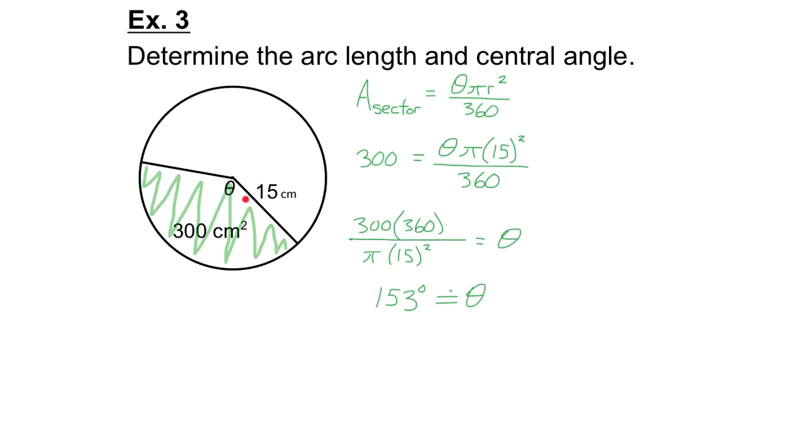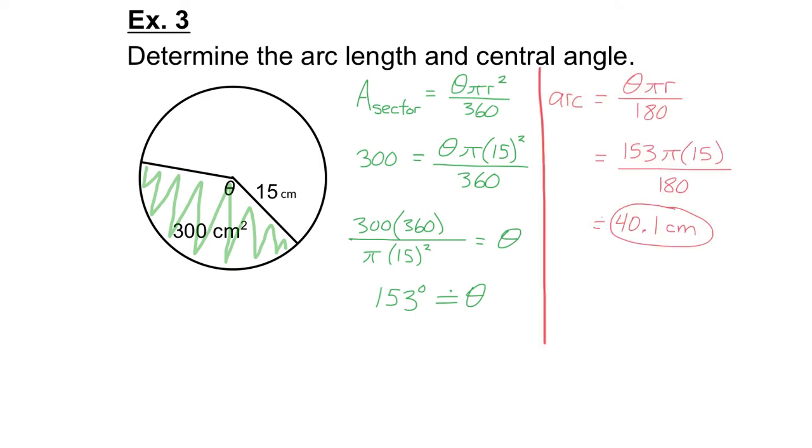Okay, so now we know the angle in here is 153 degrees. And I can use that to calculate the arc length. Theta pi r over 180. Well, theta is 153 degrees. r was 15 centimeters. Do that in the calculator, you get about 40.1 centimeters. So the distance from here along the circle to here is 40.1 centimeters.